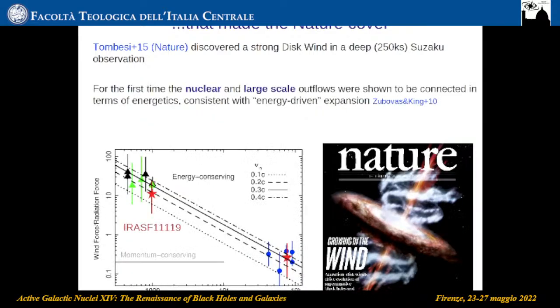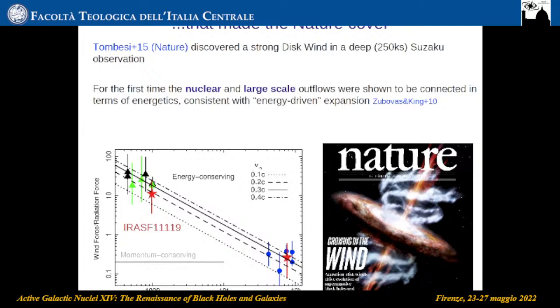But the reason why it made the Nature cover, with this rather misunderstandable artistic impression, was that it was the first time in which we could link the nuclear and the large-scale outflows in terms of energetics. So you see the red stars are IRAS F11119, both in the nuclear outflow and the large-scale outflows. All the other sources have either one or the other. In this case, the energetics were consistent with an outflow that is energy-driven.